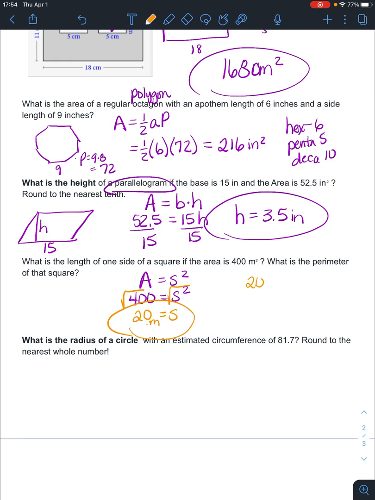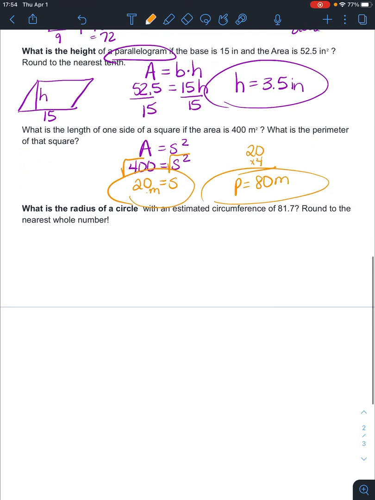Then it says, what is the perimeter? So the perimeter would be all 4 sides that are 20. So we would take 20 times 4, and we would get that the perimeter is equal to 80 meters.